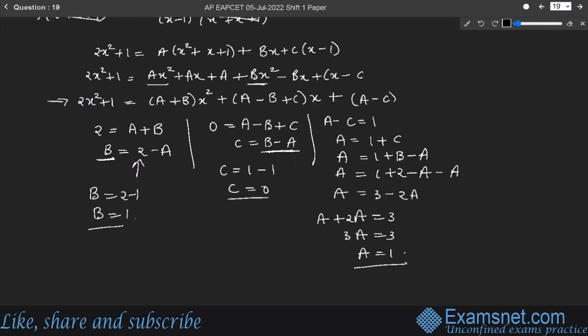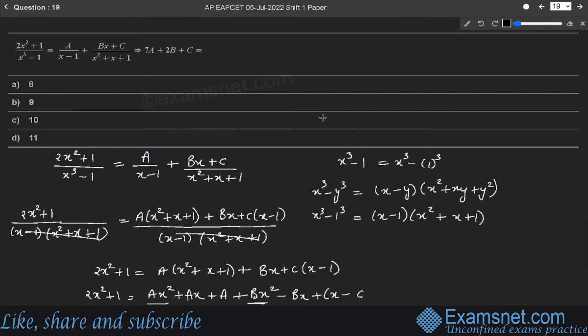We have to find the value for 7a plus 2b plus c. So substituting the values for a, b and c here, it will be 7 into 1 plus 2 into 1 plus 0, which gives 7 plus 2, which is equal to 9. Therefore, we can say that 9 is the required answer for this given question. So option number B is the correct option here.